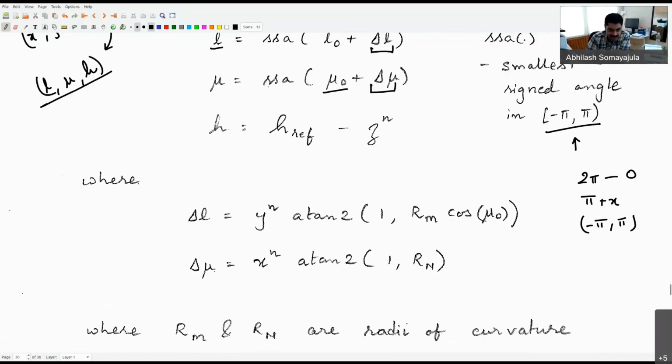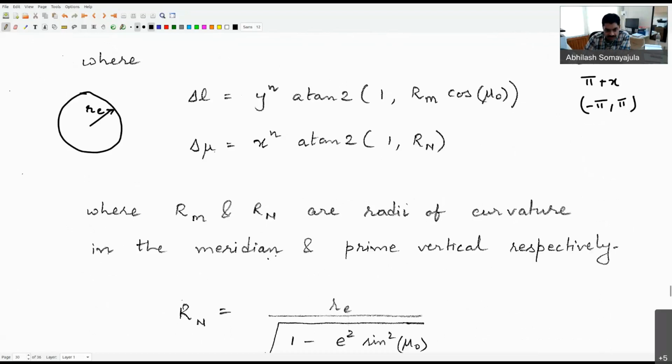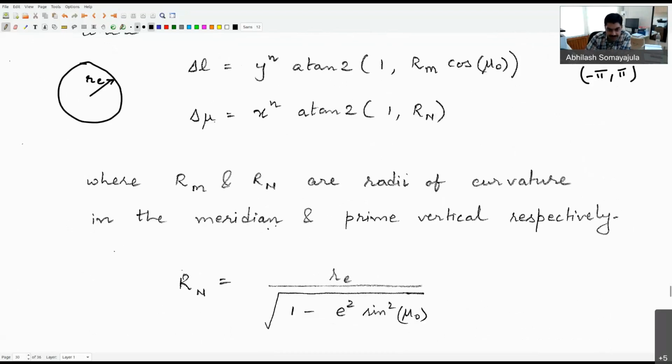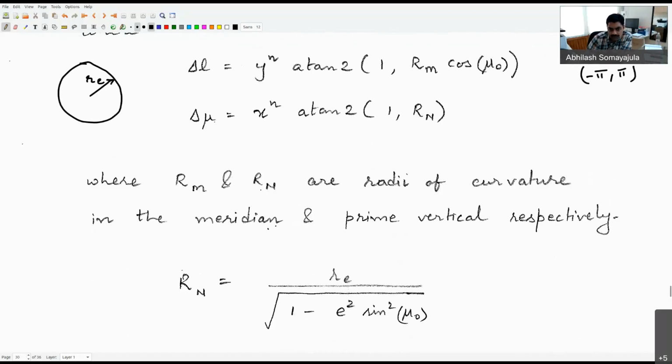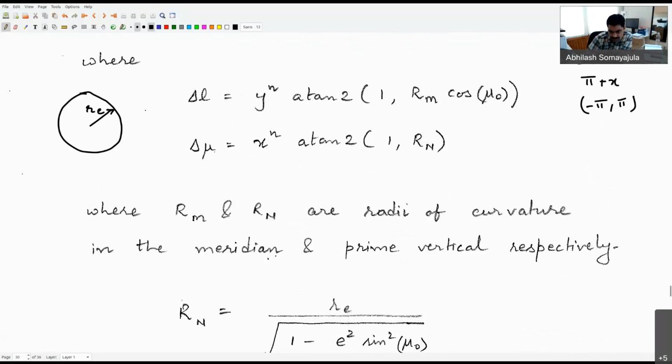Which means that if I were to look at a sphere with the equatorial radius as its radius, then that radius would be given by Rn. So the radius of curvature in this case will be given by Rn.